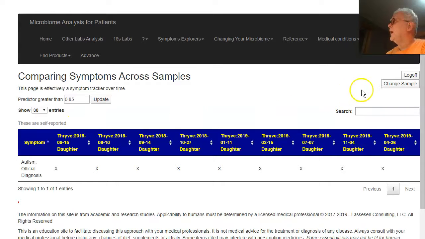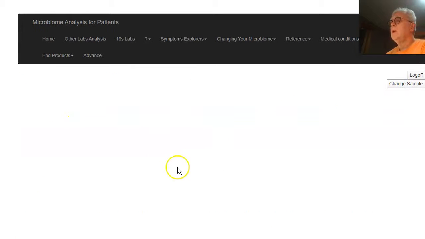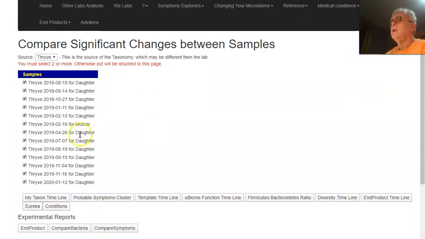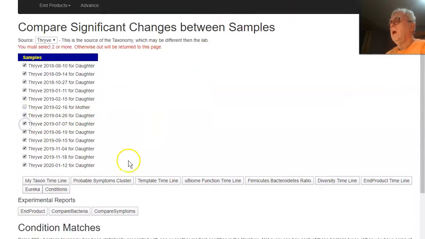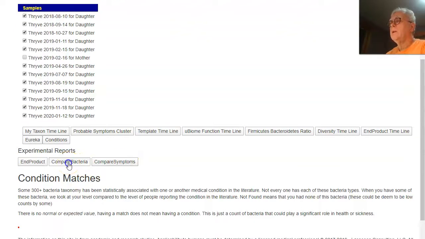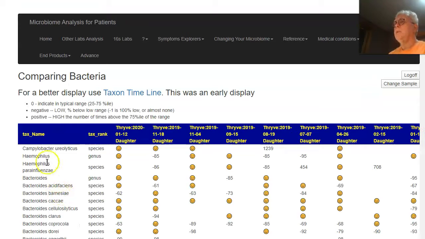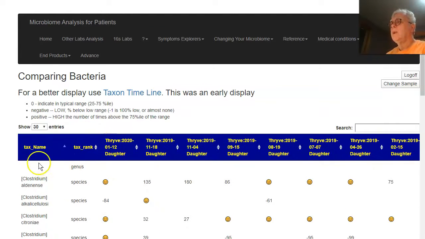Now let's go back and do a change samples, and we'll go back and compare samples to each other. And again, we omit the mother. And let's try the compare bacteria. And what we have is the bacteria. Again, this is a sortable table, so you can sort it by whatever you want.